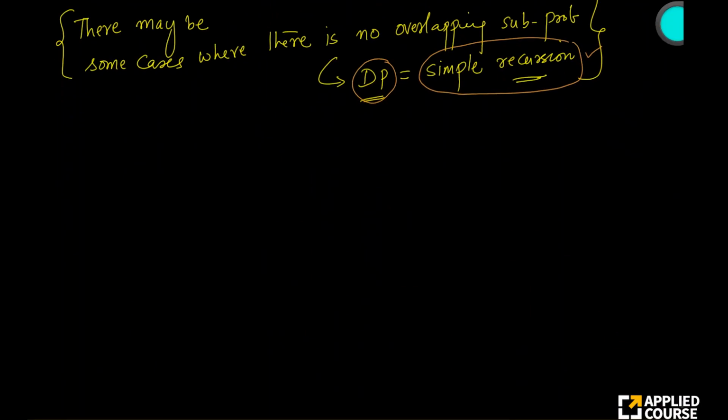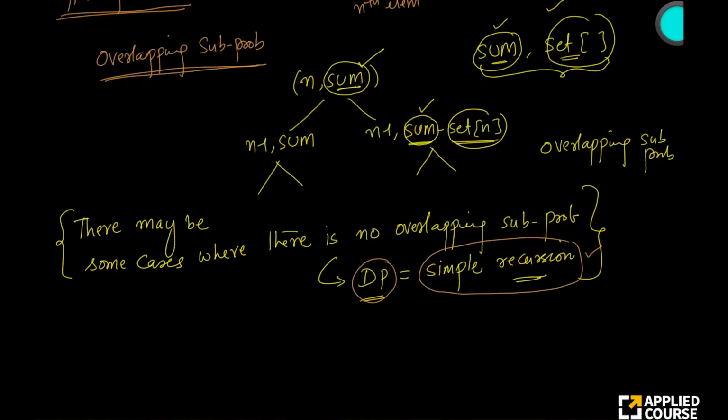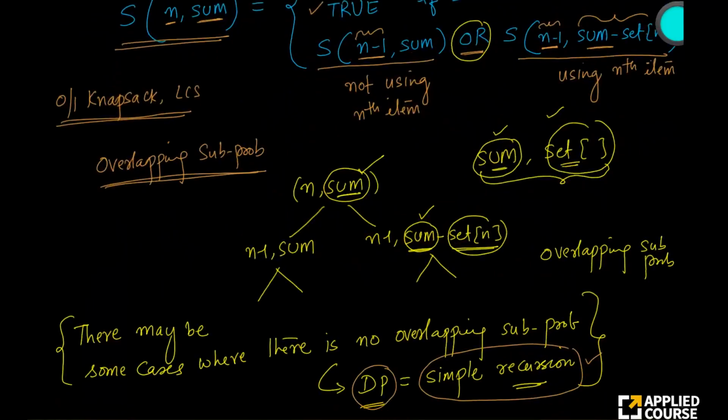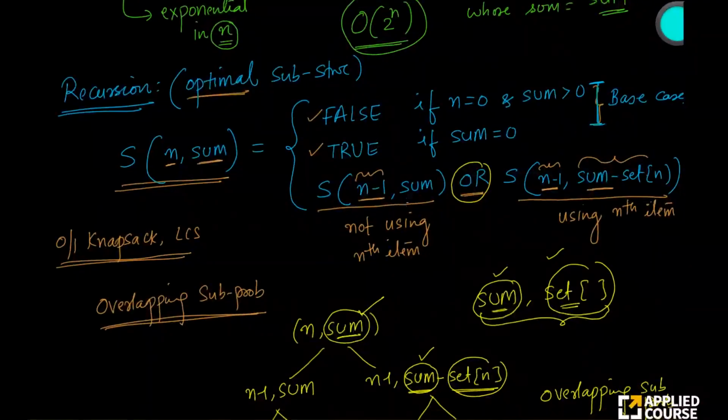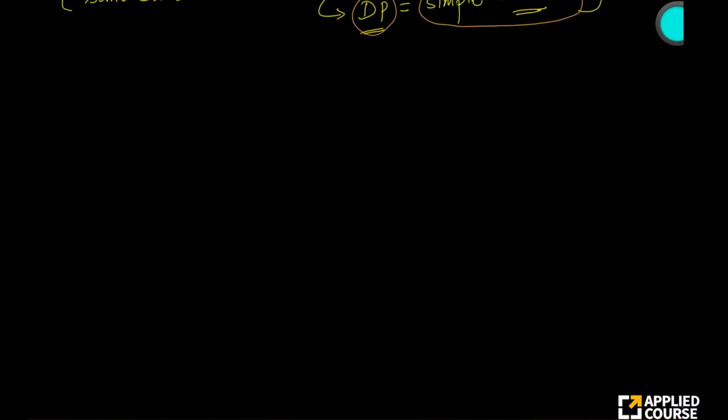Let's assume I solve it using this recurrence relation, and there is also overlapping subproblem. What is one way to write this program? I can write a dynamic programming solution with order of n into sum complexity. I can write it with this complexity. And how do I write it?